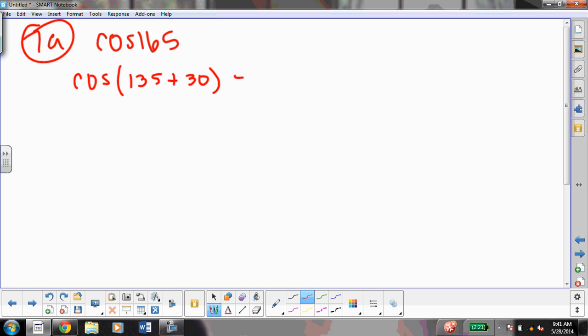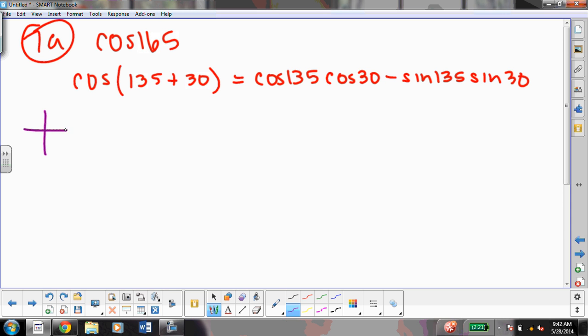Again, the trick is that you want to make sure that you pick two angles that you can find all these special ratios of. So we need to go through and figure out all the special ratios. Now, 30s are in the first quadrant, so I don't have to worry about positives and negatives. 135 is in the second quadrant.